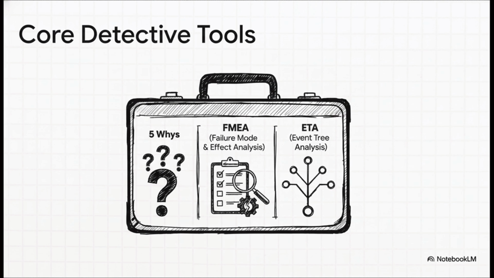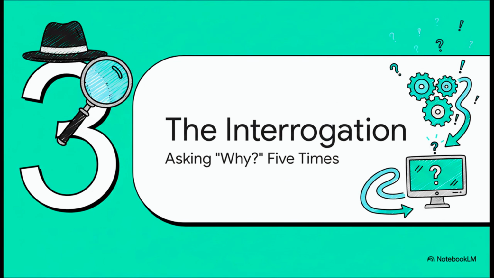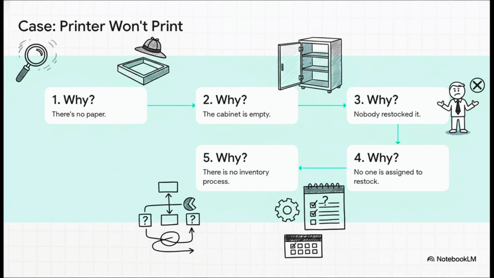Let's kick things off with the simplest and honestly one of the most effective tools in the whole kit. You know, sometimes the most powerful investigative tool isn't some fancy piece of software, it's just a simple, persistent question. Why? Okay, let's take a classic case. The printer won't print. A surface-level fix is to just add paper. Done. But a real detective asks, okay, but why was there no paper? Well, because the cabinet's empty. Okay, why is the cabinet empty? Because nobody restocked it.